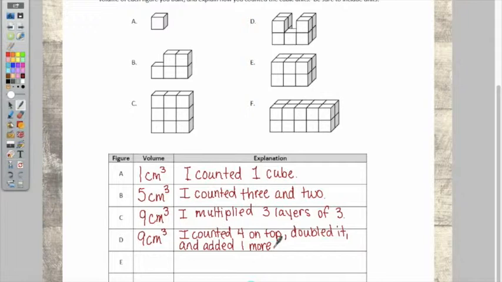Some of you might have started with 5 on the bottom and then added 4, okay? Another way you could do this, you could do 1, 2, 3, 4, 5, and then add 4. Okay, let's build E now.